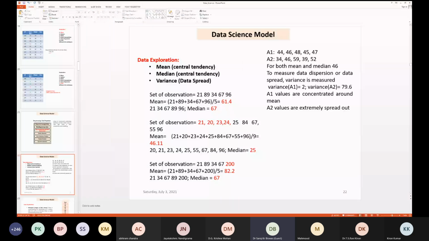Clear? Now coming here, say we have an observation. Try to understand it mathematically, right? We have a list, or an attribute, having these values: 21, 89, 37, 34, 67, 97. If we find the mean of this, the mean becomes 61.4. And if we find the median, it becomes 67.